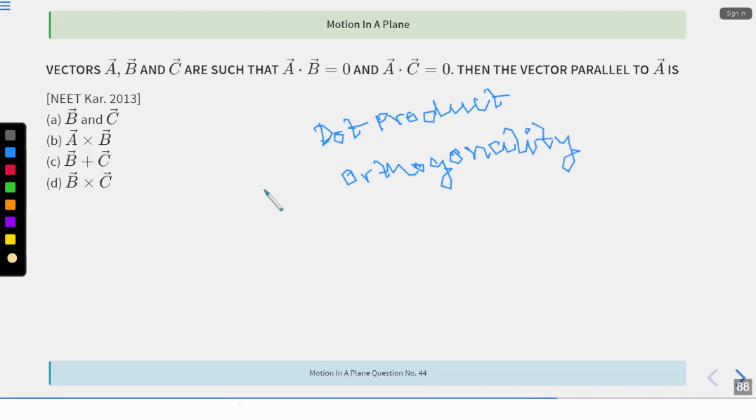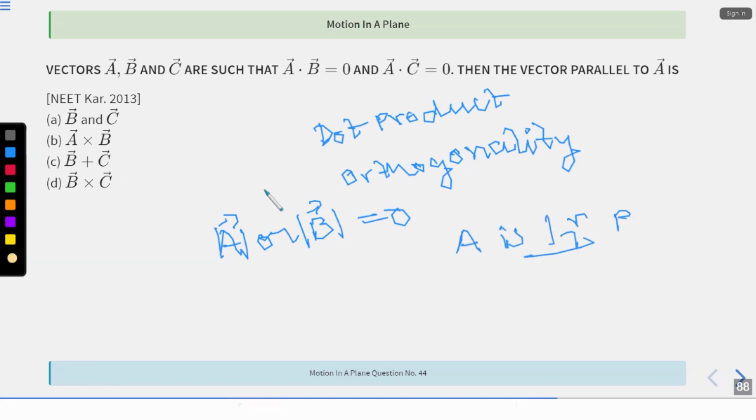So they're telling us a dot b is equal to 0. That means either a or b has magnitude 0, or they are perpendicular. So here, let's assume that A is perpendicular to B. Similarly, if I take A is perpendicular to C, then what will happen?